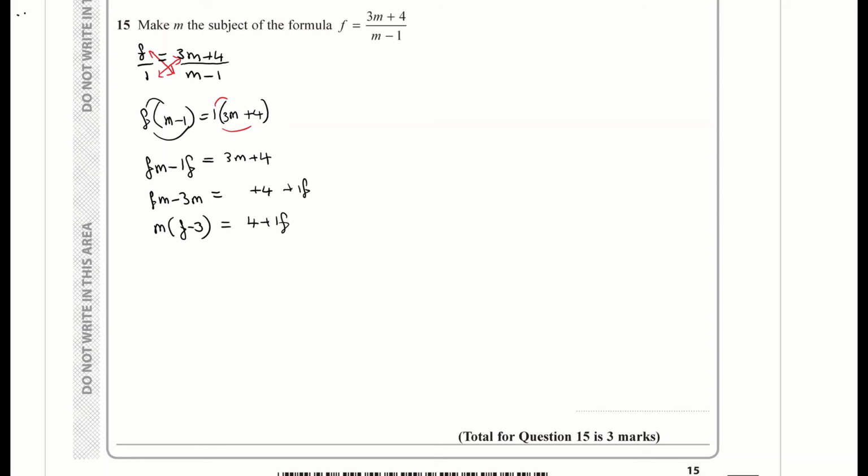I want to isolate the m on its own, so I'm going to go m is equal to, and I'm dividing both sides by f minus 3. If I divide both sides by f minus 3, that leaves me with m is equal to 4 plus 1f over f minus 3. It doesn't matter on your order there, it can be 1f plus 4, or on the bottom you could also have minus 3 plus f. But that is the solution to question 15, so our answer there is 4 plus 1f over f minus 3.